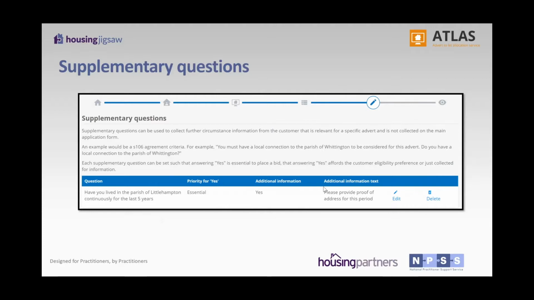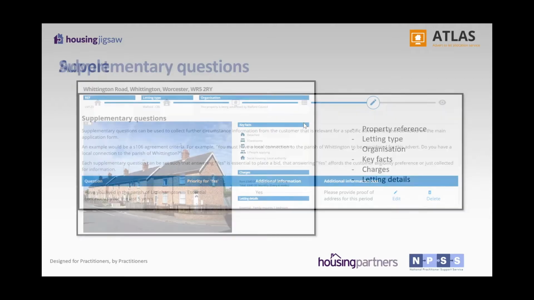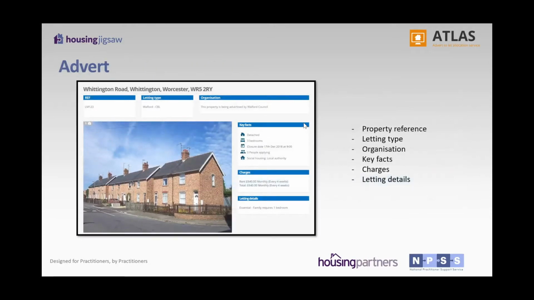So as part of that bidding process, once I tick yes, I'd like to bid for that property, it will then ask me the supplementary questions, and my bid will only be accepted if I meet any of the criteria, and my bid will be prioritised dependent on which of the criteria I meet. This is how the property looks when it's actually advertised.